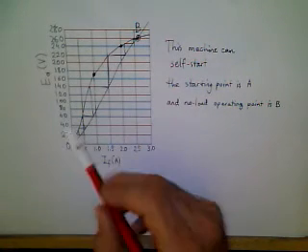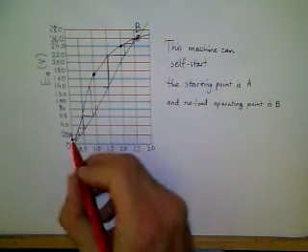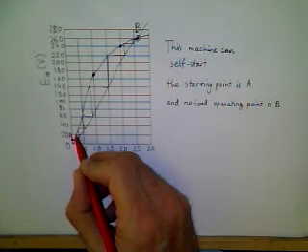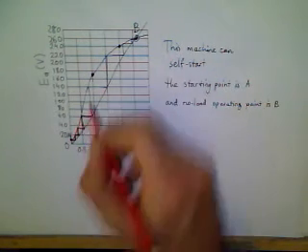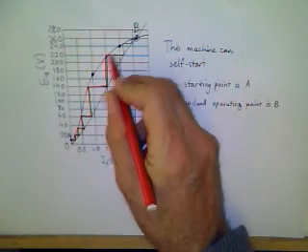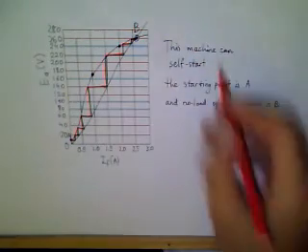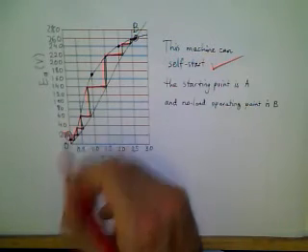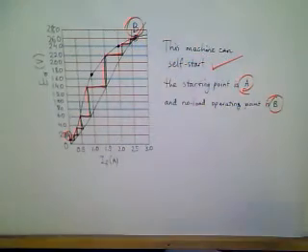Starting from this point, the induced voltage will create some current. This current will induce more voltage. This voltage will induce more field current, and this positively feeds back on itself to reach the operating point B. So this machine can self-start. The starting point is A, and the no load operating point is point B.